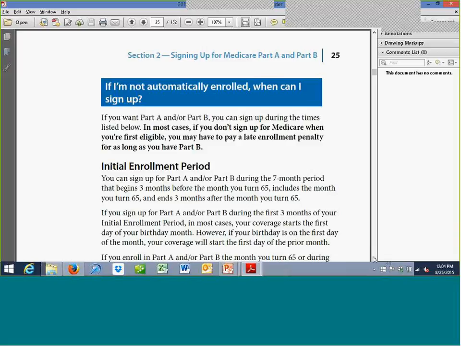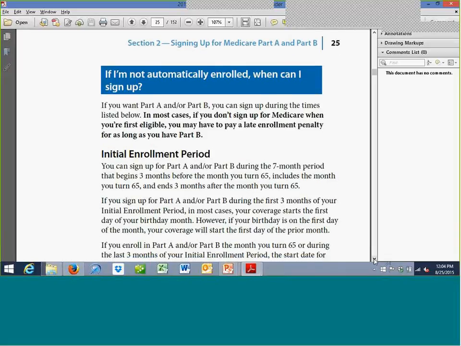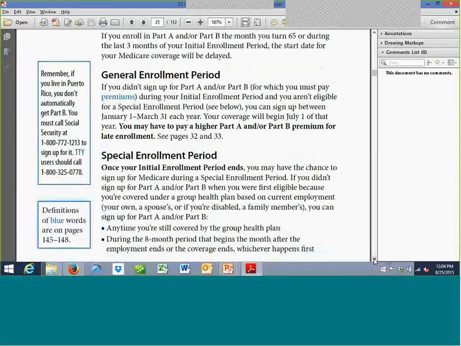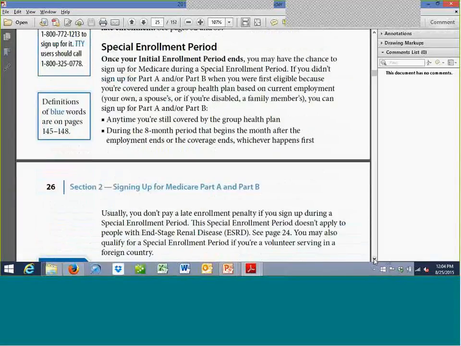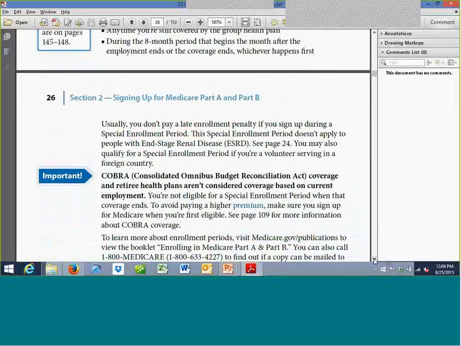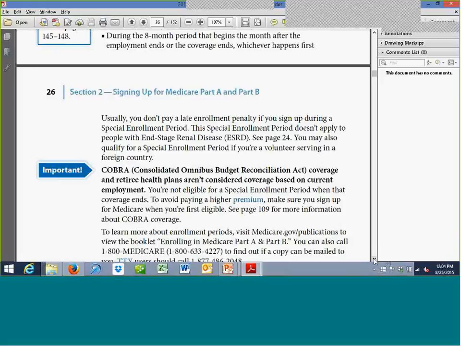Enrollment period. General enrollment period, special enrollment period. I put the wrong page on there. Page 26. Okay.